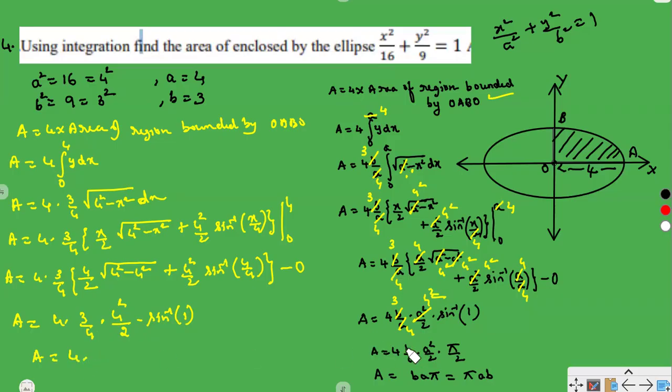4 into what is this, 3 by 4, 4 square. So 3 by 4 into 4 square by 2 into 5 by 2 equals A equals B into A. So B into A, 3 into 4 into pi, that is 12 pi. That is the answer. You can cancel it and write the answer.